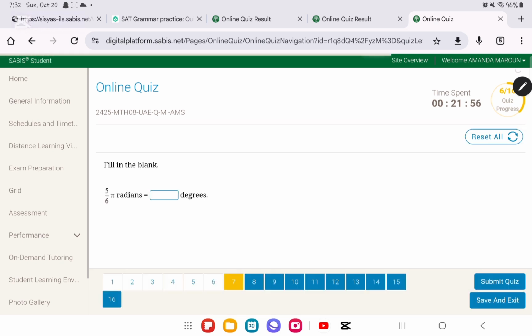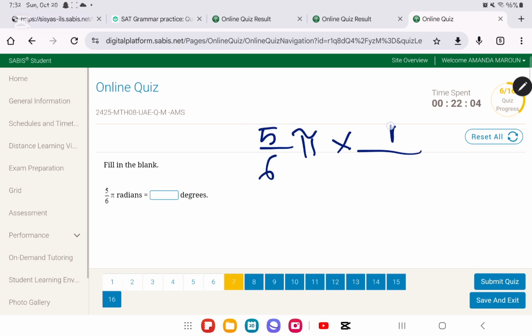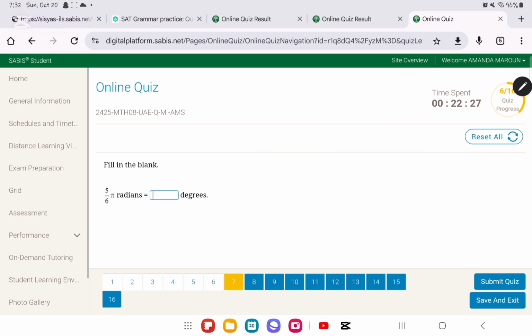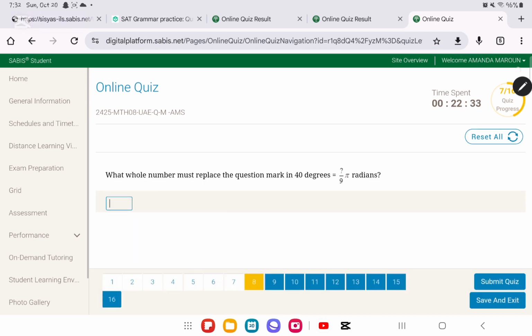Now question number 7. We're also changing from radians to degrees, so we're going to multiply the value by 180 over pi. The pi will cancel with the pi, so now we are left with 5 over 6 multiplied by 180. You can do it on the calculator, and you are going to get 150 degrees. So 5 over 6 pi radians is equal to 150 degrees.